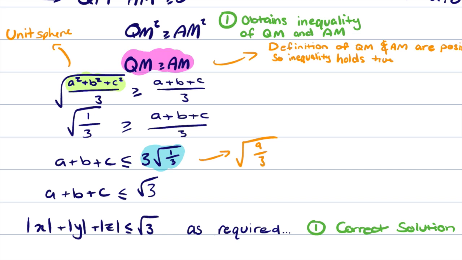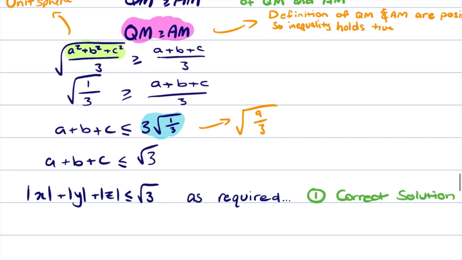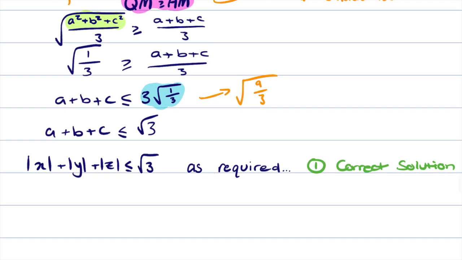We can recognise from above that this is our unit sphere term, which is going to turn into 1, which is now the square root of 1 on 3. This is still greater than (a plus b plus c) on 3. Multiplying each side by 3, we see that a plus b plus c is less than or equal to 3 times the square root of 1 on 3.